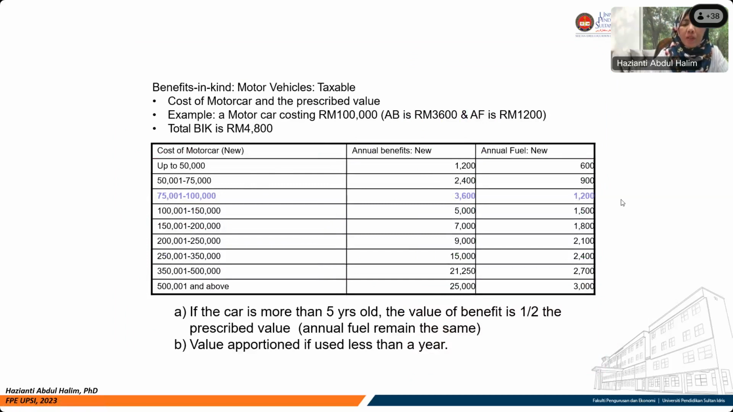Kita bagi table banyak-banyak pun tak tahu baca, tak guna kan. So you have the table, you must know how to read it. So in this case, we have Proton car tadi costing 64,000. So 64,000 tempat dia dekat sini. We have 2,400 for annual benefits and 900 for fuel.